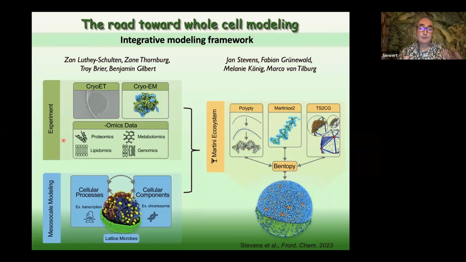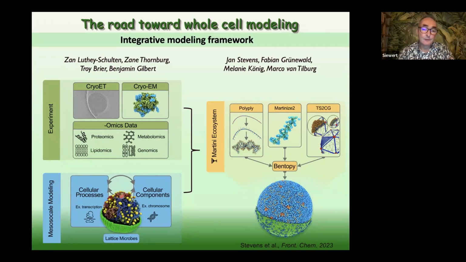So we set out to build an initial model of this cell using our Martini framework. This is an integrative modeling scheme where we rely on experimental data like cryo-ET for the cell shape and for the position of the ribosomes, cryo-EM for resolving all the complexes that are inside, and a lot of omics data to know exactly how many copies of all the types of molecules should be in there.